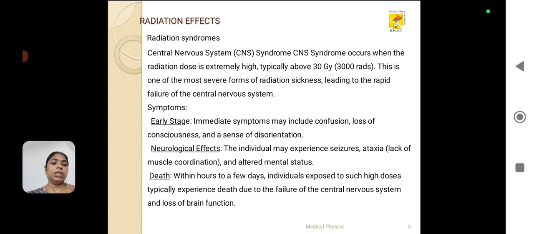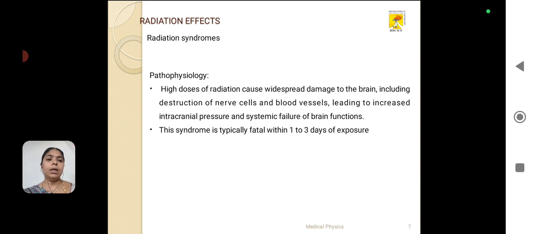Individuals exposed to such high doses typically die due to the failure of the central nervous system and loss of brain function. Pathophysiological conditions: high doses of radiation cause widespread damage to the brain, including destruction of nerve cells and blood vessels, leading to increased intracranial pressure and systemic failure of brain functions. The syndrome is typically fatal within 1 to 3 days of exposure.